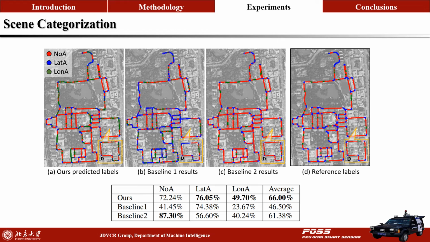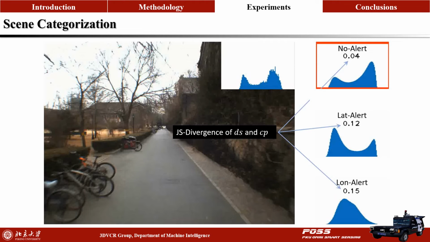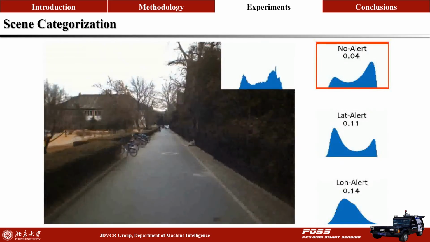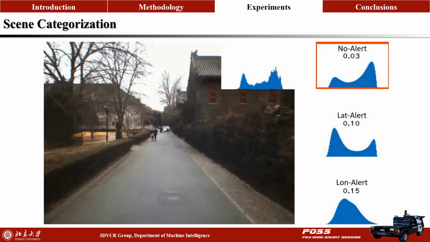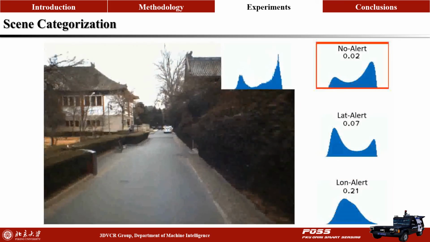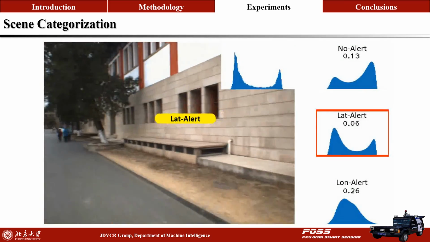This page shows the scene categorization result. Both quantitative and qualitative results show our algorithm is good at discovering alert scenes. This page demonstrates the classification process. It is categorized as red rectangle. An alert scene is detected. Another alert scene is detected.